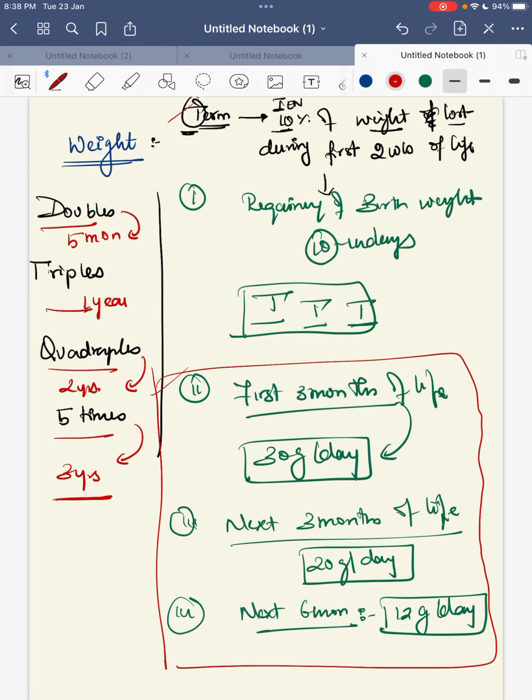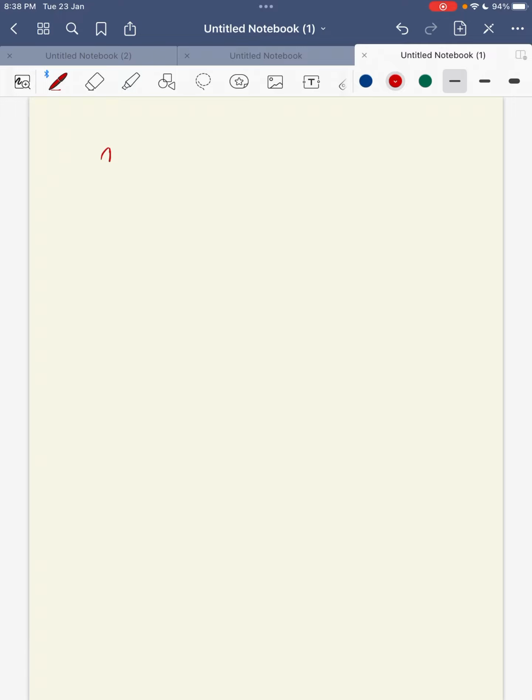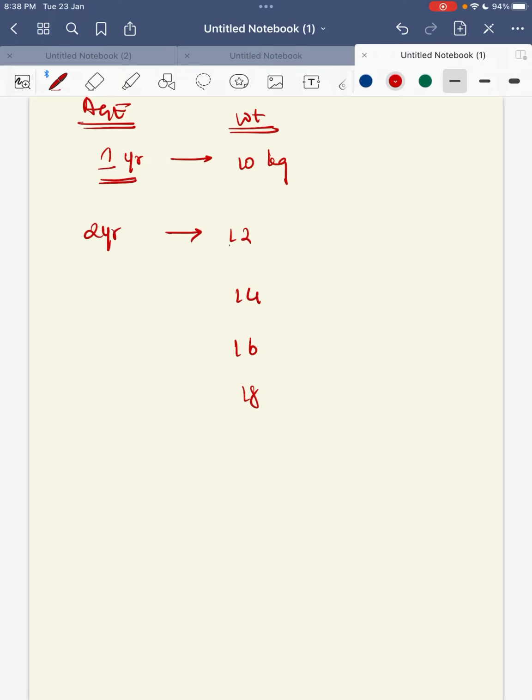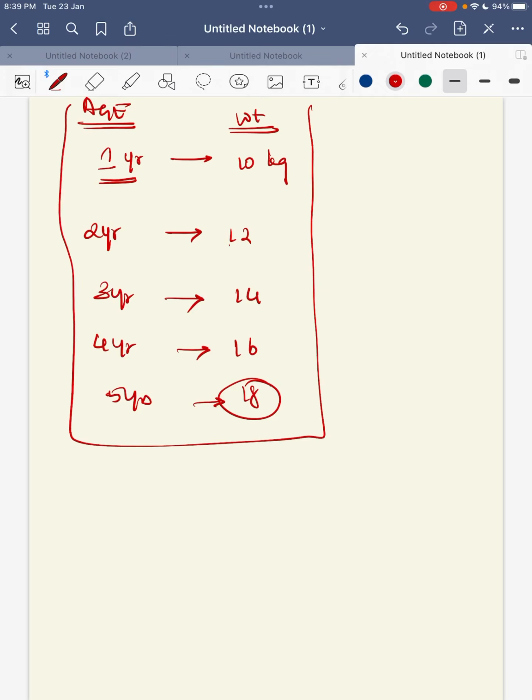Okay. And next, another trick for how you can remember the expected weight of the child. So on average, you remember in the first year the child should be 10 kg. Then going on with the even numbers 12, 14, 16 and 18. This is weight, this is age. So you bring it as only even numbers. In 2 years the child should be 12 kg. 3 years the child should be 14. By 4 years the child should be 16. And by 5 years the child should be 18 kg.